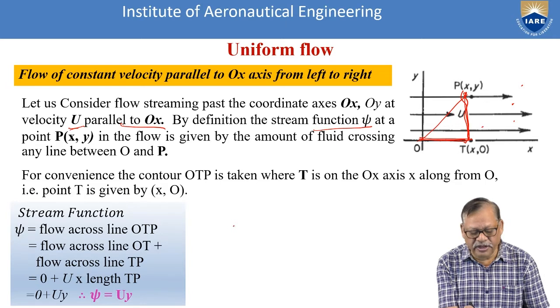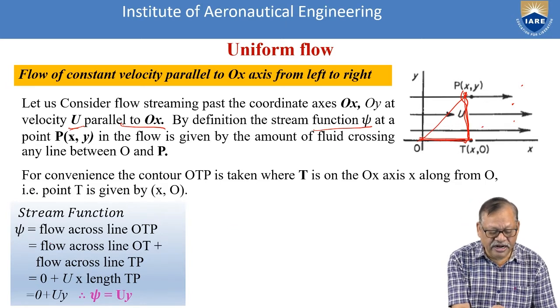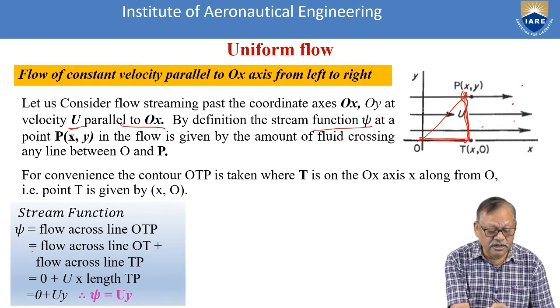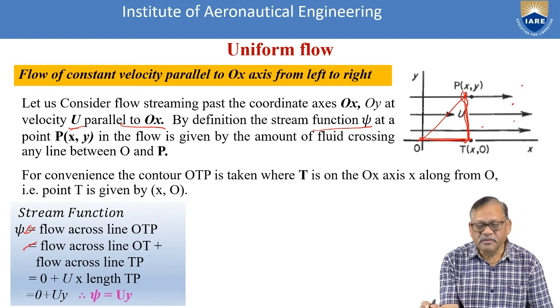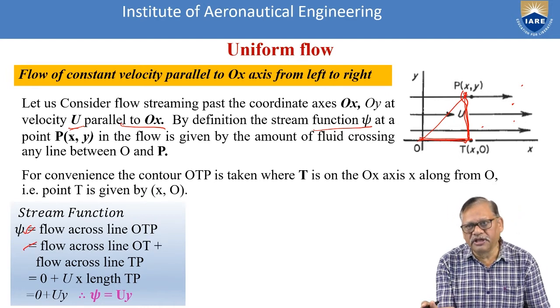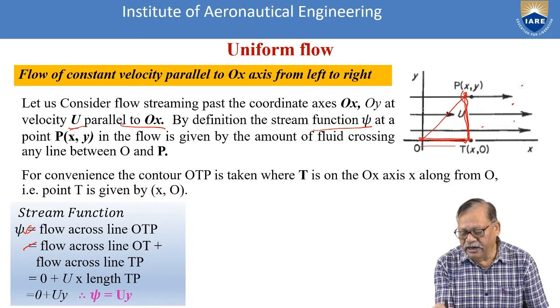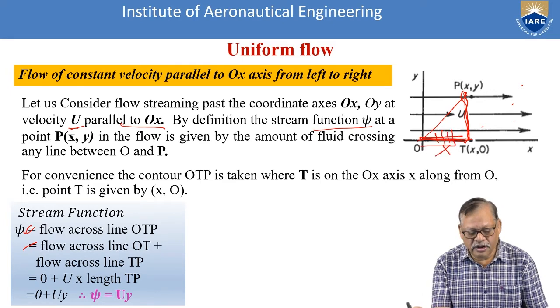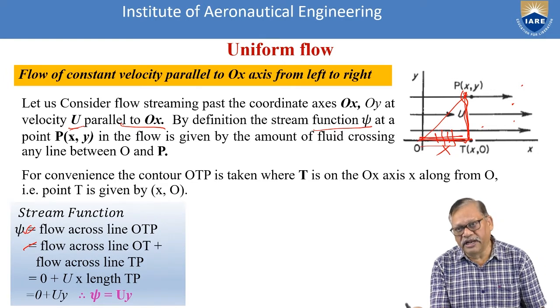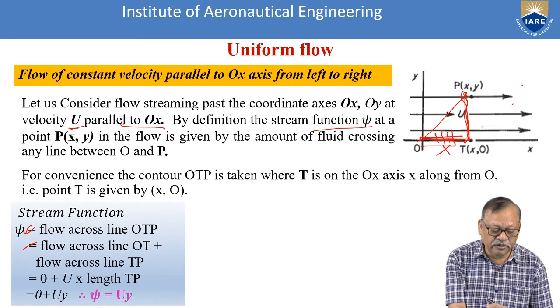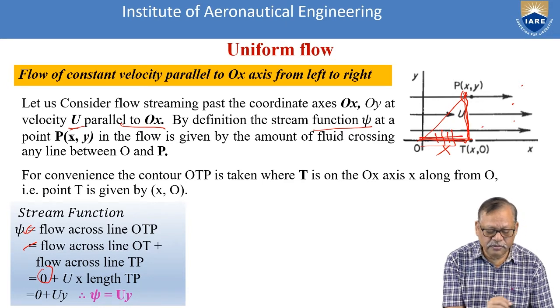That is our basic understanding. This and this both are the same, right? It will say how much flow is crossing OT, since it is parallel to the x-axis. So OT, is any flow coming like this? No. No fluid is crossing the line of OX or the OT line. So that will be equal to 0.